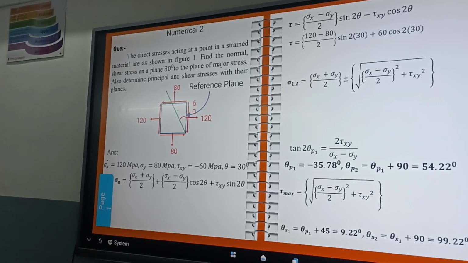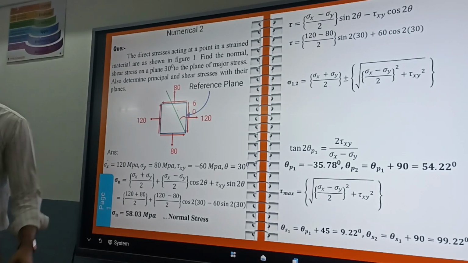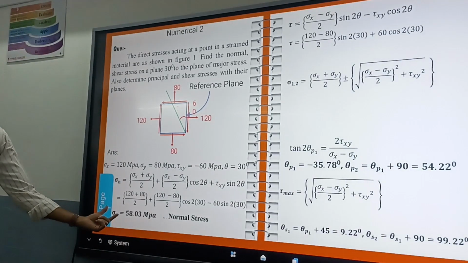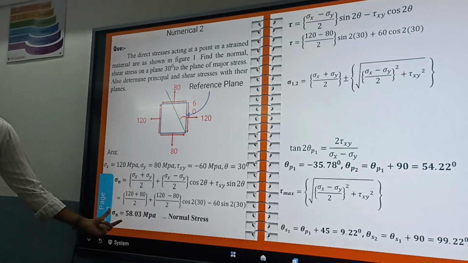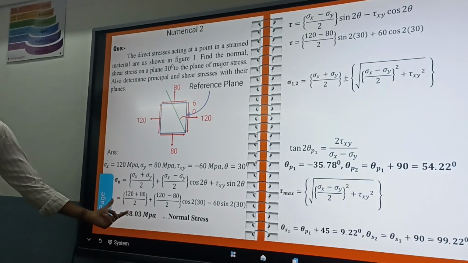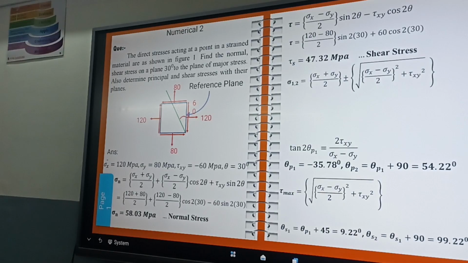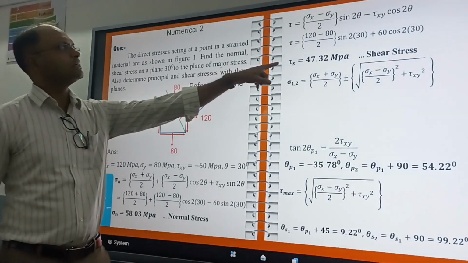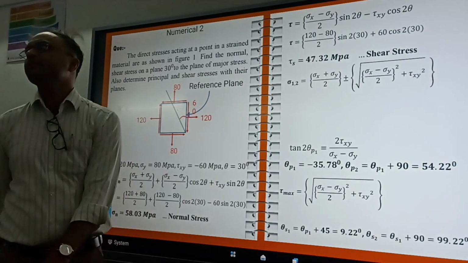So these were the answers obtained yesterday. Normal stress obtained was 58.03. Just note down the answers because we have to verify those answers with the graphical method. Write down sigma n is equal to 58.03 MPa, which we already obtained yesterday. Shear stress, that is tau, is equal to 47.32 MPa.